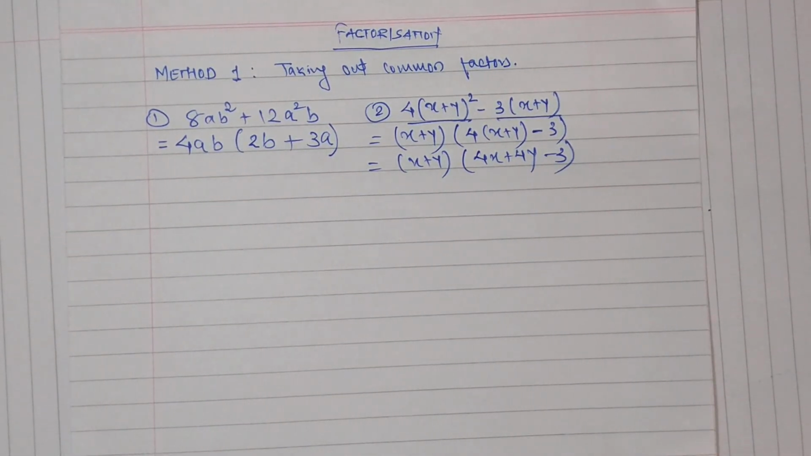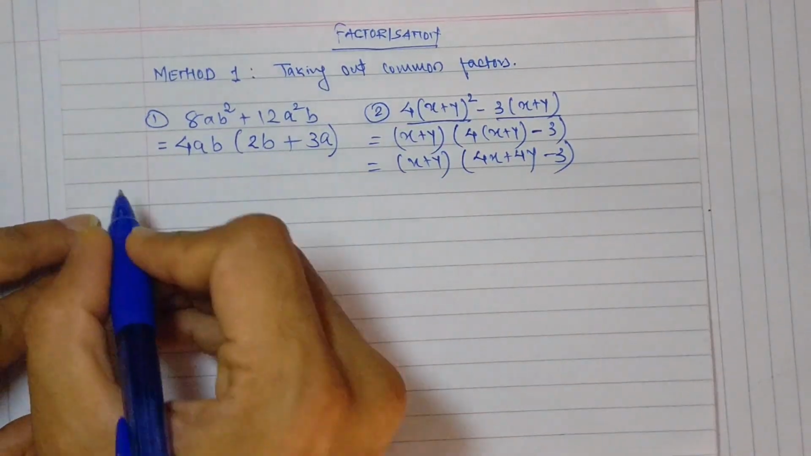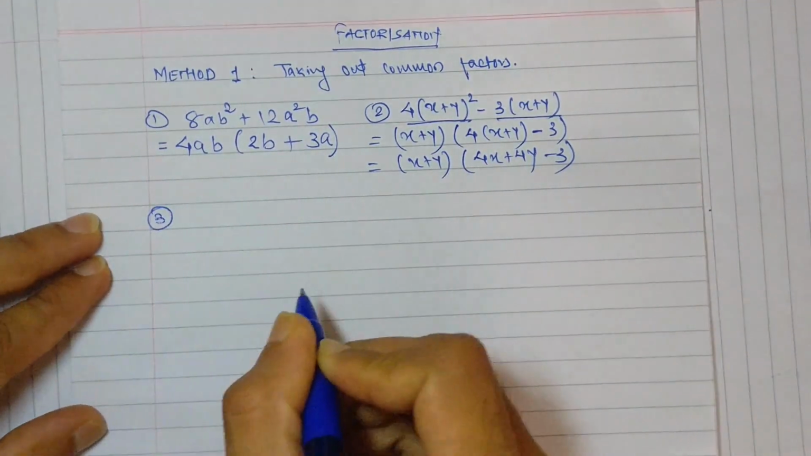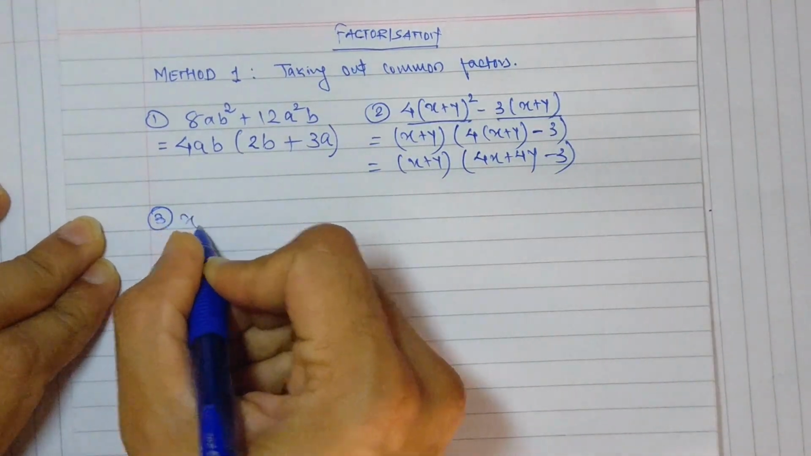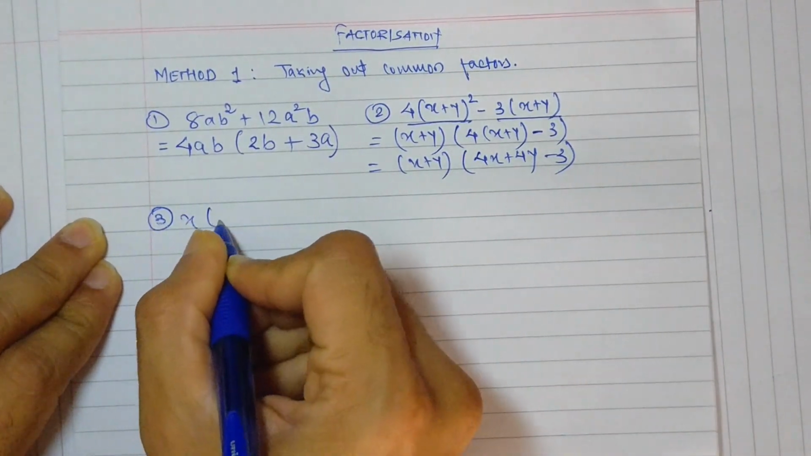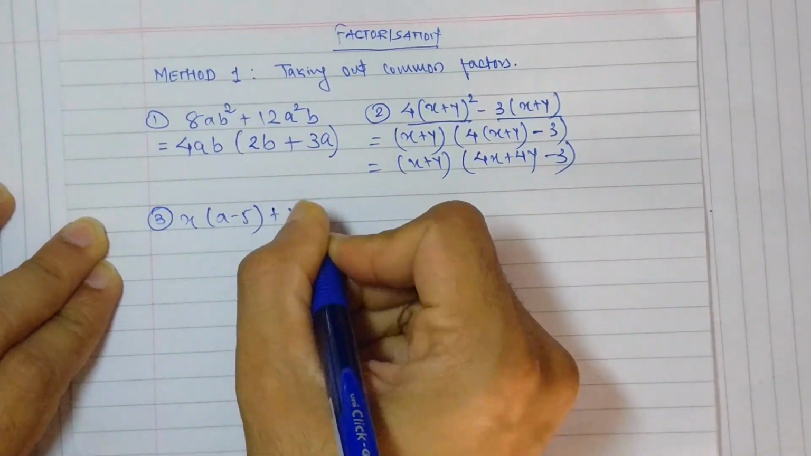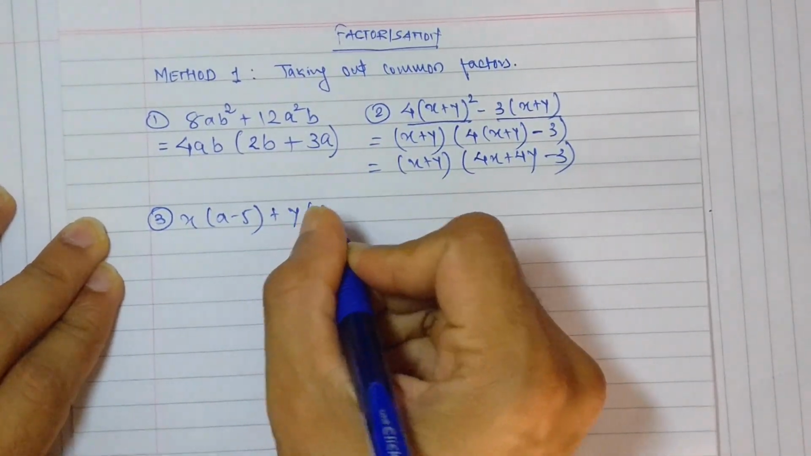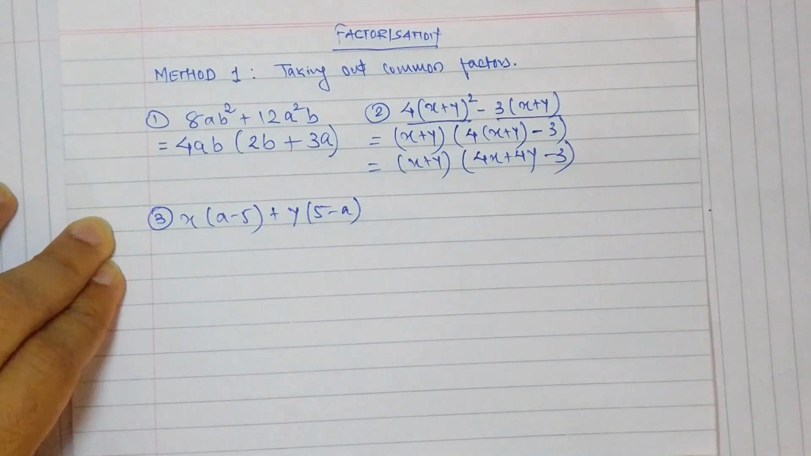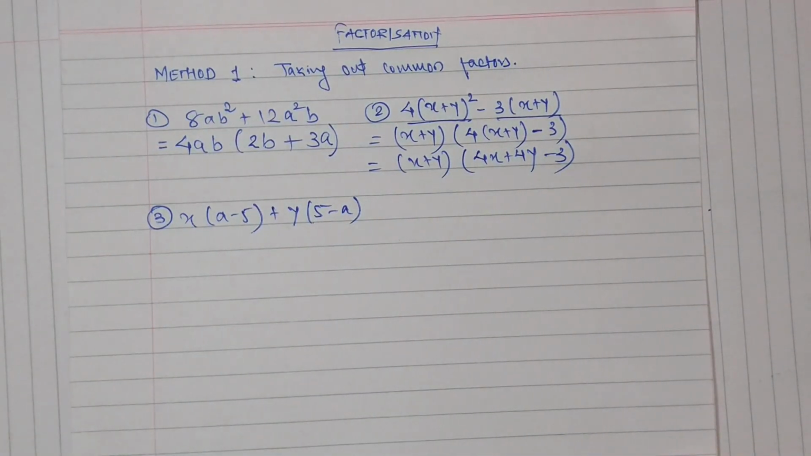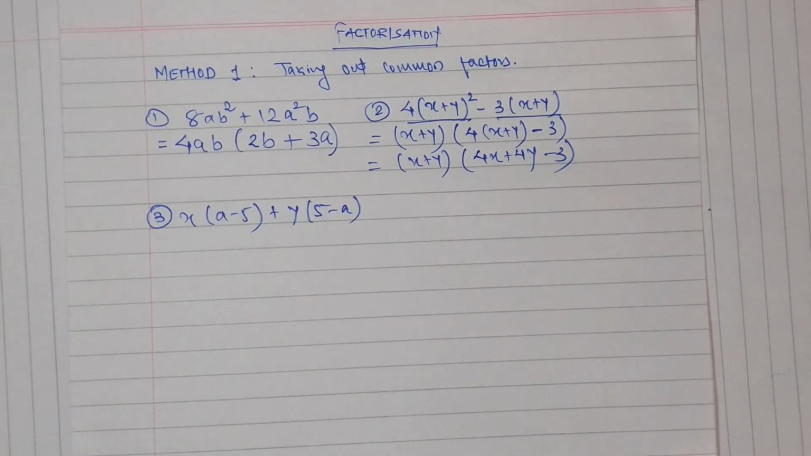So this is how you take out common. One more example I'll take. X bracket a minus 5 plus y bracket 5 minus a. Now at first glance you will understand that there is nothing common. X bracket a minus 5 plus y bracket 5 minus a. Nothing seems to be common in this.